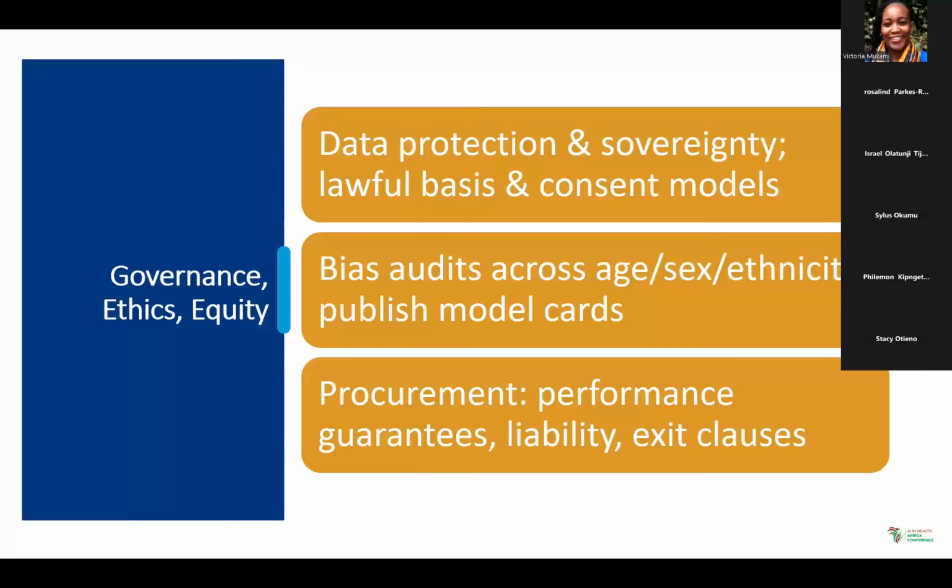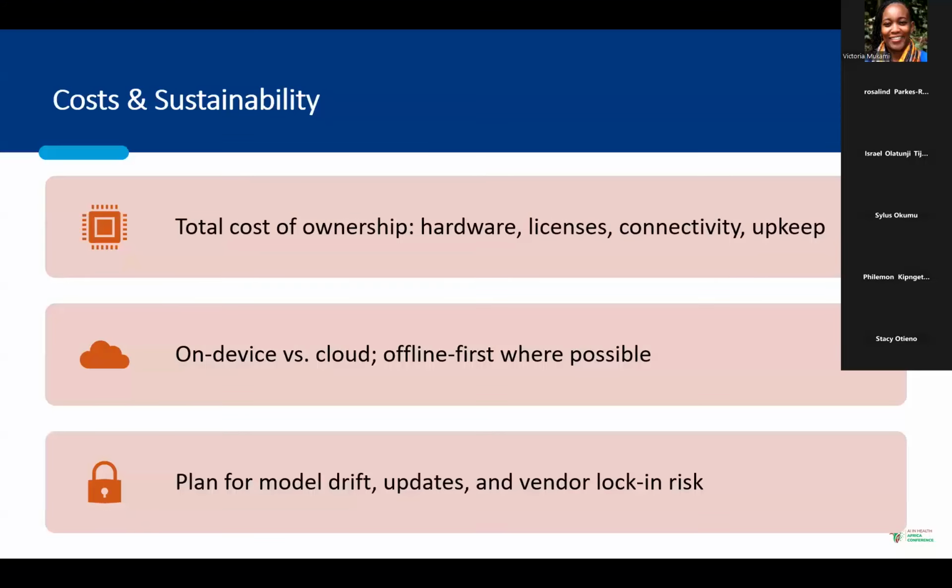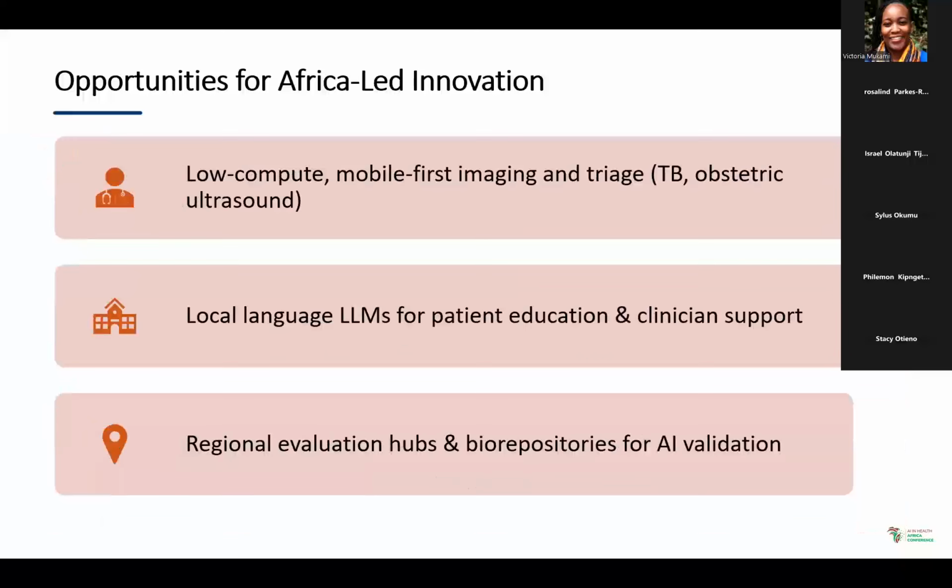What guarantees are there? And as designers and developers, you need to think about these things, because they will come up when you're trying to sell your product to people. Cost and sustainability: we need to think about all of these things, the total cost of ownership, whether we can have offline first, and planning for the future.